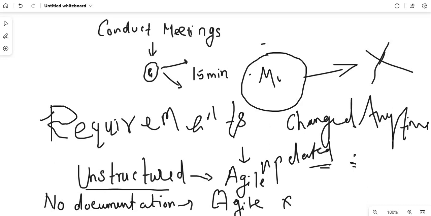That's it about this video, folks. This is about the certain factors that I wanted to discuss: what are the key factors that are not agile. In the next video, we're going to talk about what agile is, with a flow diagram so that you understand clearly.